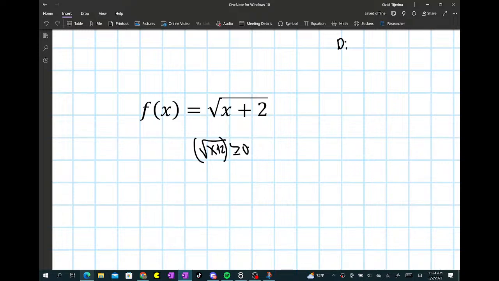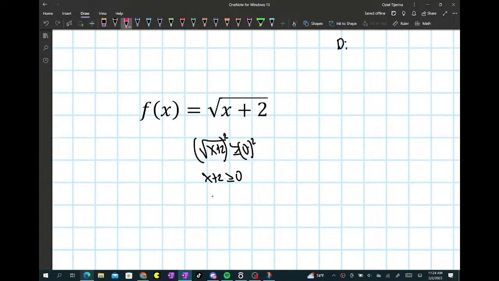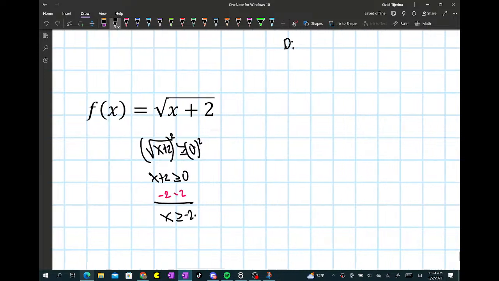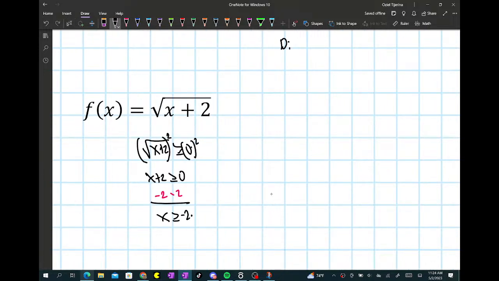If I solve for x, I square both sides and get x plus 2 greater than or equal to 0. Then I subtract 2 on both sides, and I get x greater than or equal to negative 2. That is how we know what the domain is. In interval notation, this would be from negative 2 to infinity. Now, the range is a little more difficult.